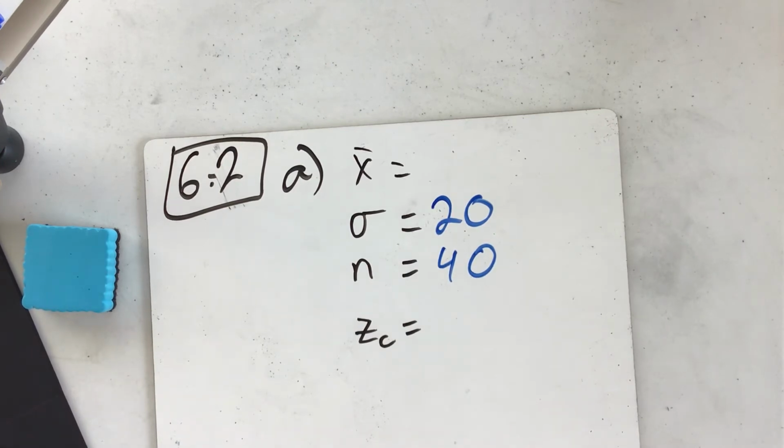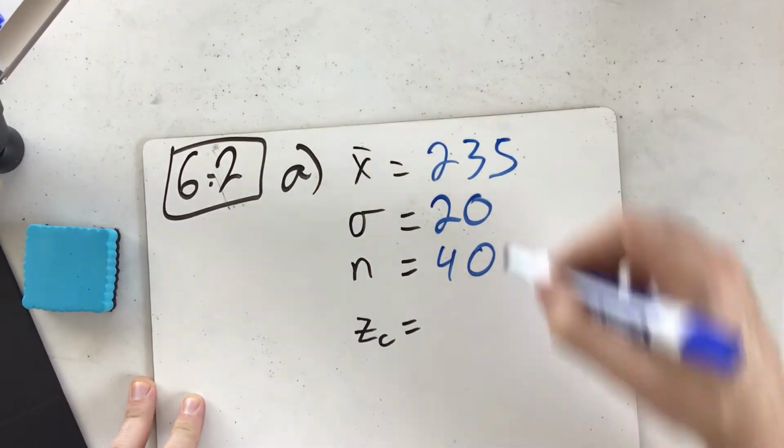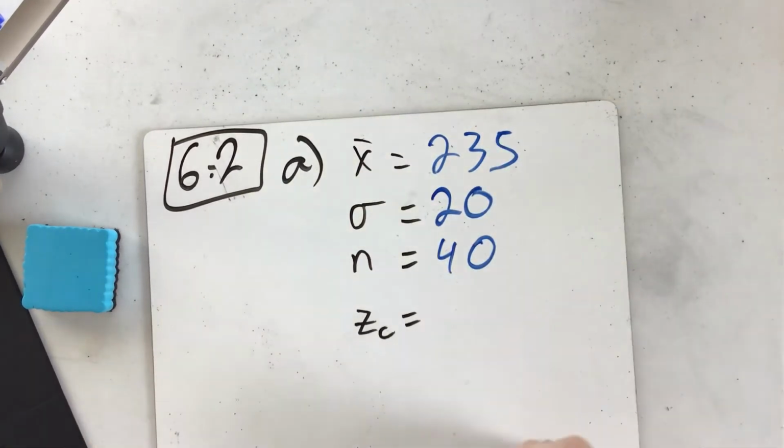Finally, whenever they studied their 40 individuals, they got the average weight to be 235. So the average, this x bar, is 235. So these 3 numbers show up right in front of us, and they're really pretty simple. Now, what about the ZC?